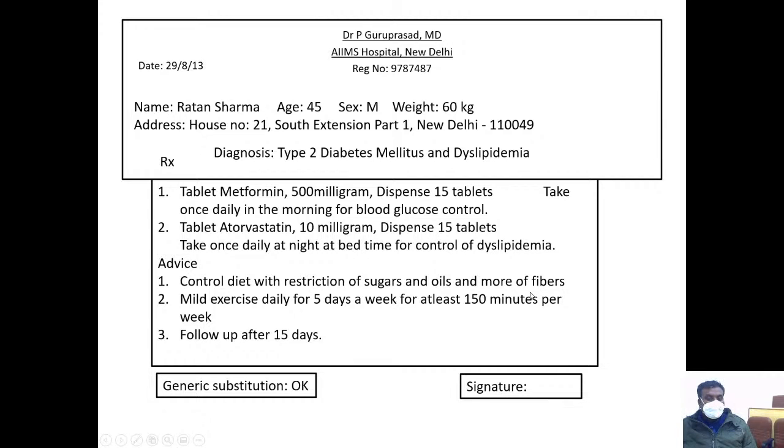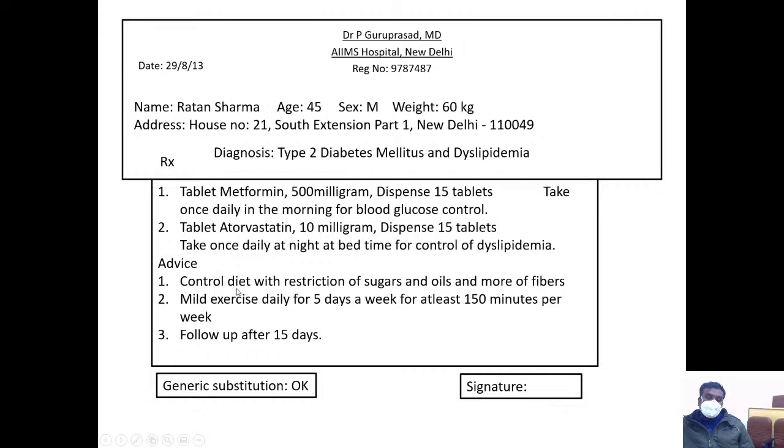Basically he has to take foods with a low glycemic index, and he has to include more fiber-rich foods in his diet. He has to do exercises daily, 5 days a week, for at least 150 minutes per week. Otherwise he can go for brisk walking, 30 minutes per day. That also he can do, so that he can keep himself healthy and control his diet.